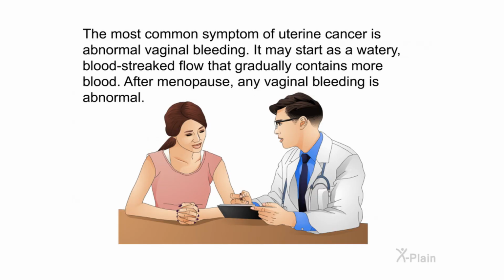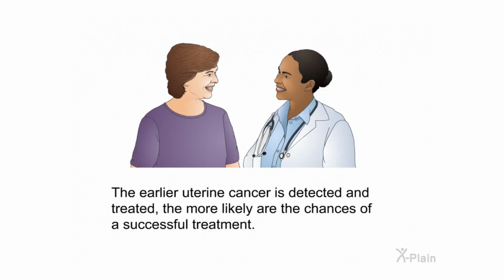The most common symptom of uterine cancer is abnormal vaginal bleeding. It may start as a watery, blood-streaked flow that gradually contains more blood. After menopause, any vaginal bleeding is abnormal. The earlier uterine cancer is detected and treated, the more likely are the chances of a successful treatment.